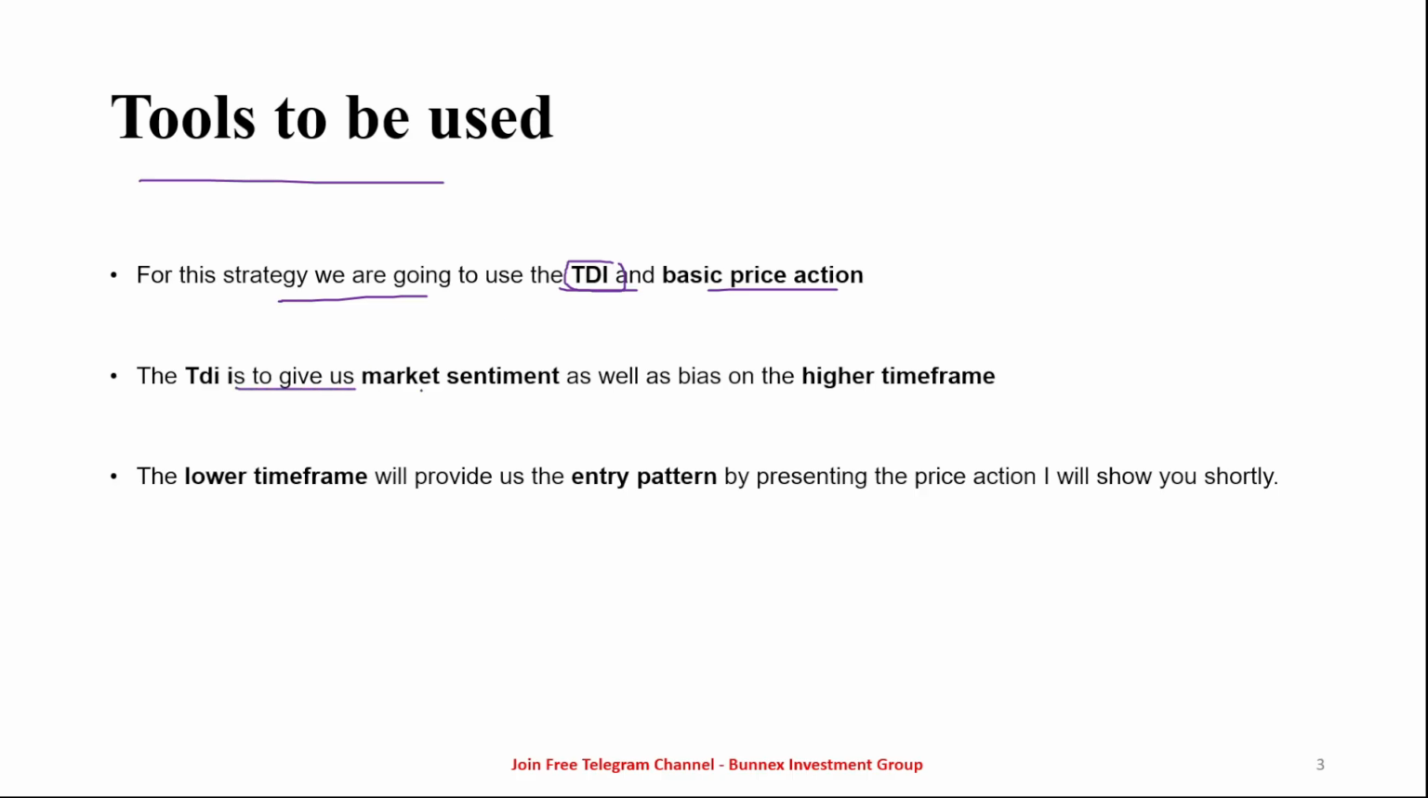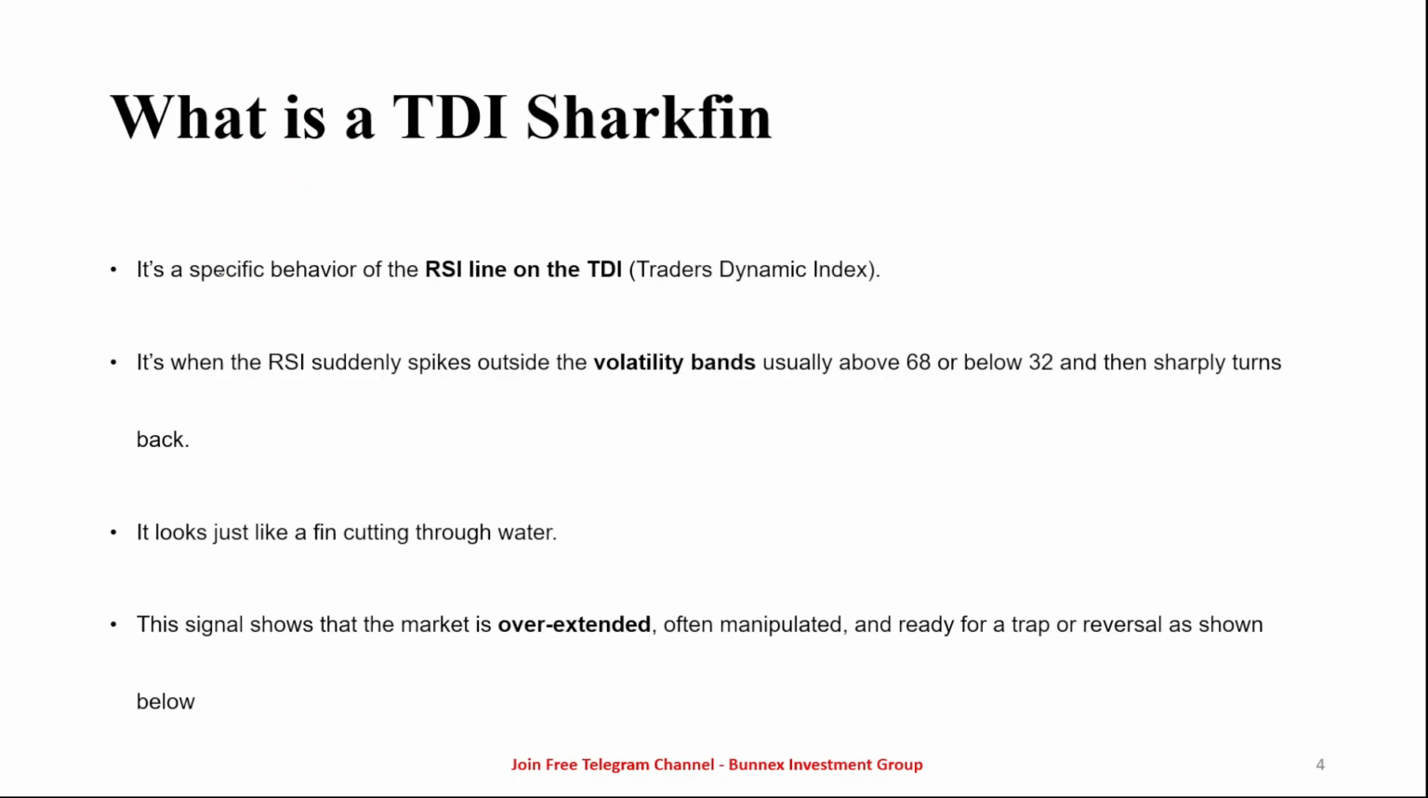The TDI is to give us market sentiment, as it is an indicator that measures market sentiment as well as market volatility at the same time. So we are going to require market sentiment of the higher time frame so that the lower time frame will provide us entry patterns by presenting price action that I'll show you shortly. So basically, what are we going to use the TDI for?